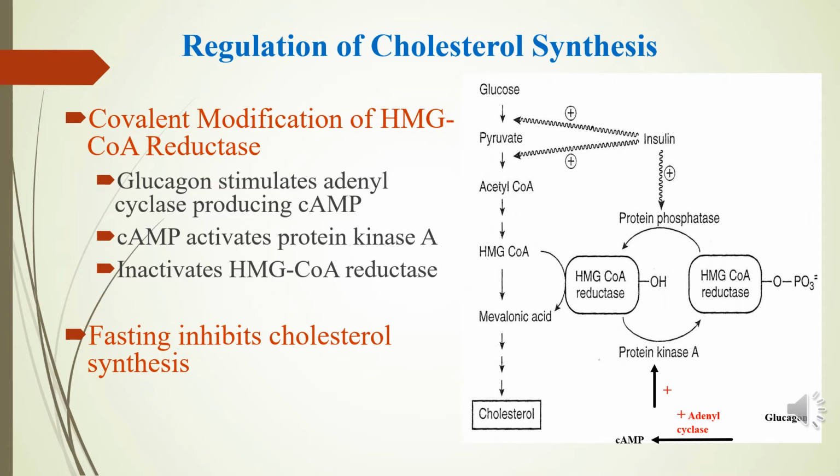increasing levels of the cyclic AMP and subsequent activation of a protein kinase that phosphorylates the regulatory enzyme hydroxymethylglutarate CoA reductase and inhibits its activity. Subsequently, cholesterol synthesis is reduced. This process is AMP dependent, so when ATP is reduced, there will be no need for cholesterol synthesis.